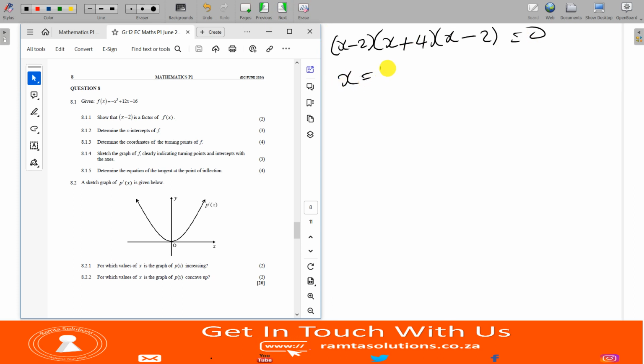So x equals 2, or x equals negative 4. Even if you don't write this x equals 2 twice, it's okay. So these are the critical values, x equals 2 and x equals negative 4. They are the x-intercepts. They said they want the x-intercepts. You can leave it here, or you can give it coordinates. It's okay. All right, perfect.